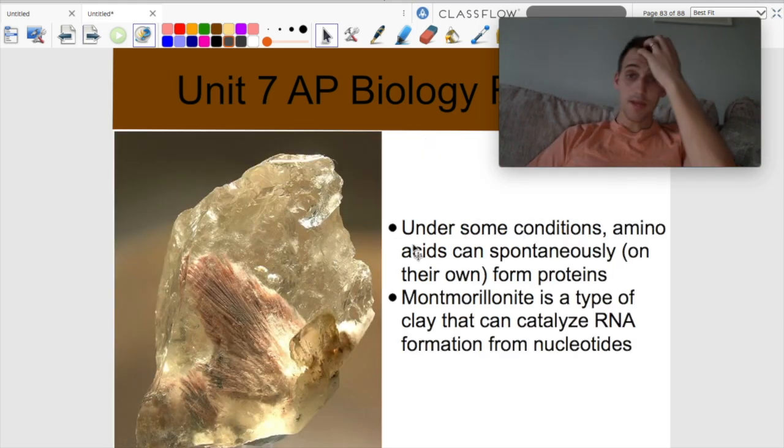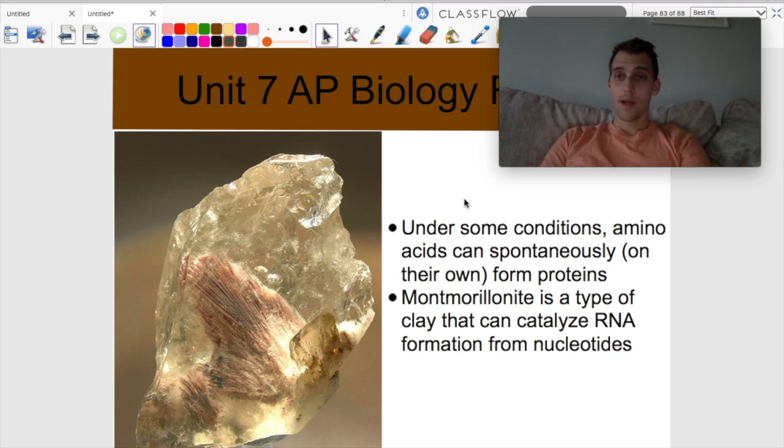Under some conditions, amino acids can spontaneously form proteins, and this has been shown by a couple different experiments, especially on a particular type of substrate. One that in particular has been mentioned is a type of clay called montmorillonite. And on montmorillonite, RNA can form from nucleotides, which is crazy.